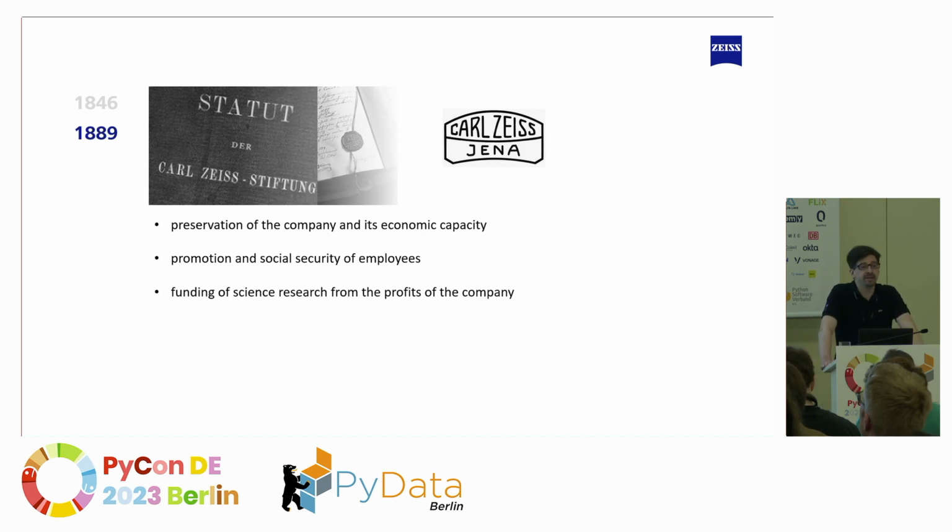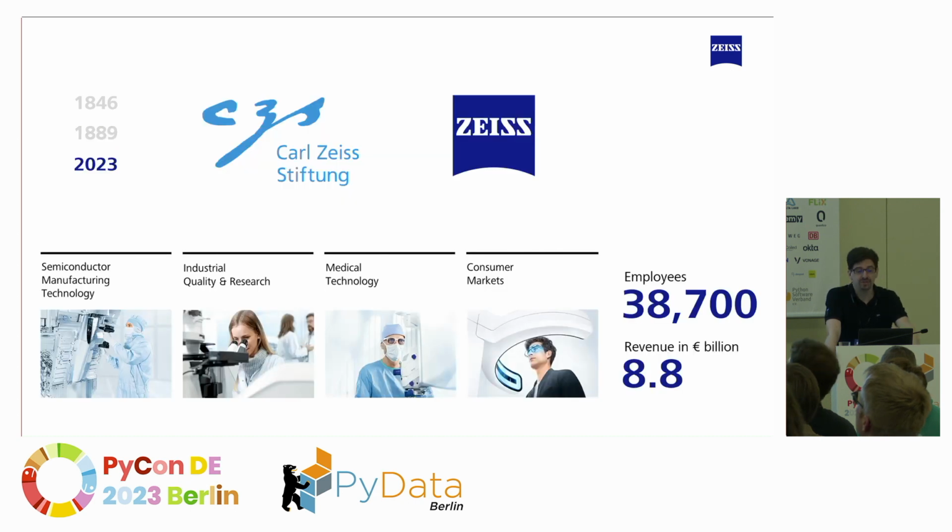And at that time, this is a really strong value proposition. So it's clear if the company doesn't survive, there's nothing else to do. So this is the first thing. Second thing is care for your employees. And if there's anything left, give that to science. And actually, this worked for 175 years. We're still there. We still have the same structure.